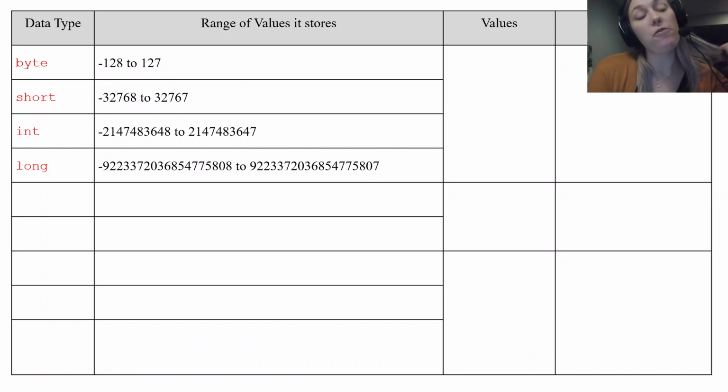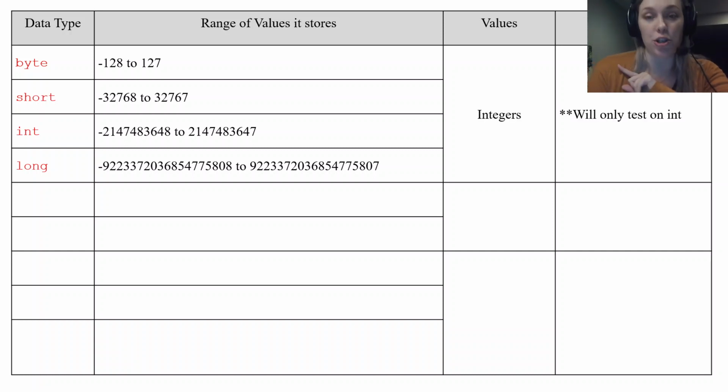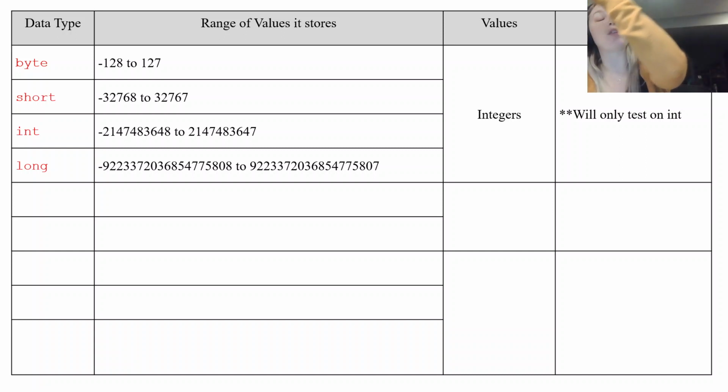And all 4 of these, you see how you get bigger as you go down the list? All 4 of these hold integers. Only integers can be stored in these data types. Long being the longest. So byte has the smallest container in memory, and it goes all the way up to long, which has the longest container in memory in order to store an integer.